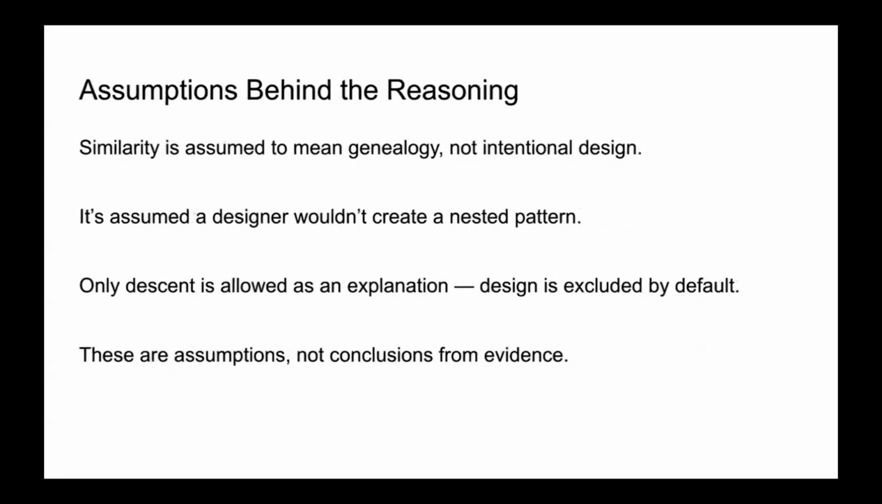Now, like I mentioned, there's a lot of assumptions behind some of these arguments. From the get-go, it's easy to see why this is seen as a persuasive argument for universal common descent. But once you break down these assumptions, you see how the entire argument somewhat breaks down, right? So what are these assumptions? The first assumption is that similarity is assumed to mean common ancestry rather than common design or mere coincidence, right?